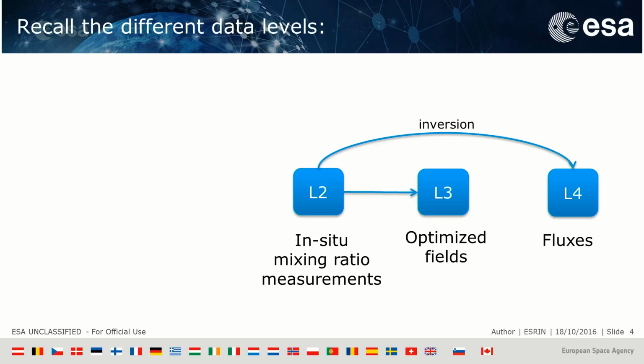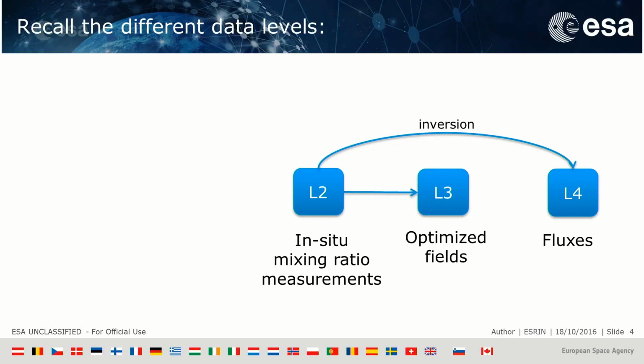And L3 data is kind of like the optimized fields, right? This is a way of doing it, but that's more like going in this direction. Because you can't gap fill in situ mixing ratio measurements. The gaps are just far too big. So really that arrow should probably be going more that way. But this is what we're after.